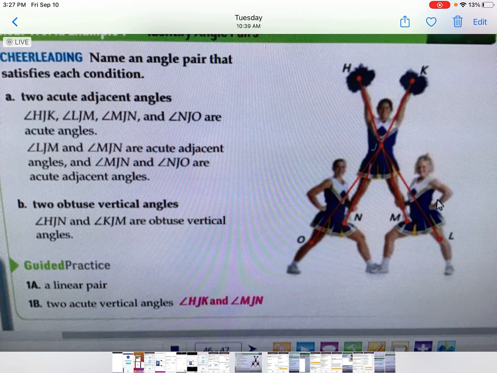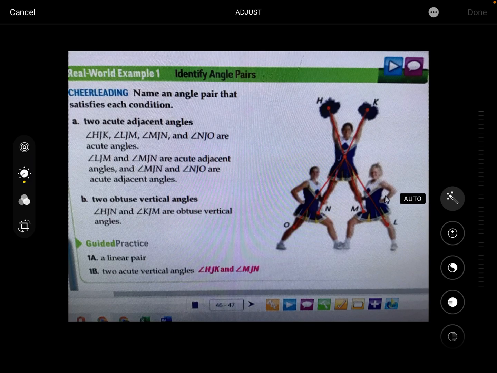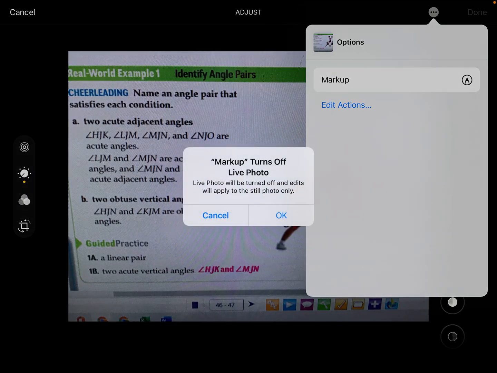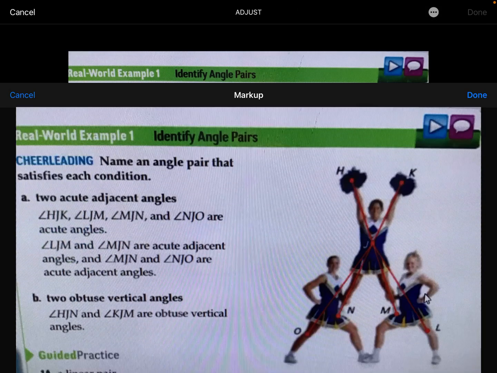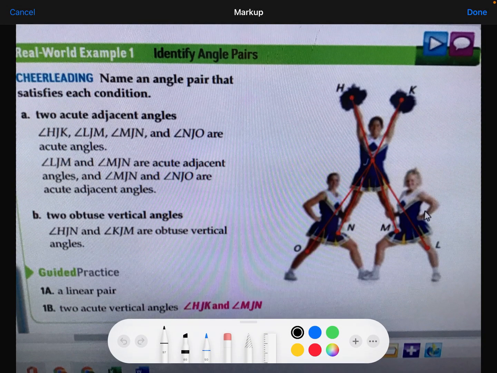Lastly, let's look at an example. Name an angle pair that satisfies each condition. Let's look at 2 acute adjacent angles. First we need to know what an acute angle is. An acute angle is any angle that is less than 90 degrees. In green, I'm going to put our acute angles. We have HJK, this one here, this one here, and this one here. These are all our angles that are less than 90 degrees.